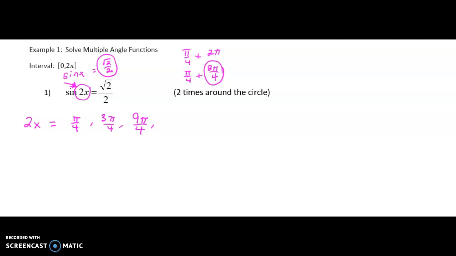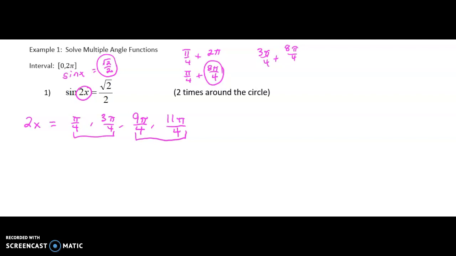And same thing, we'll take 3 pi over 4 plus 8 pi over 4, and that will give me 11 pi over 4. So that's the first time around the circle, and that's the second time around the circle. If this were a 3 instead of a 2, we would go 3 times around the circle.